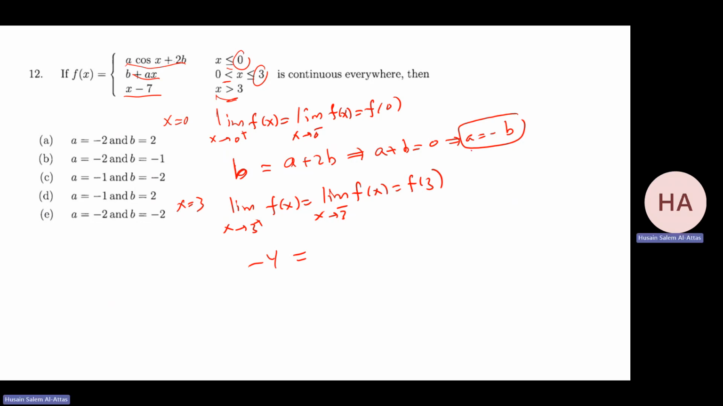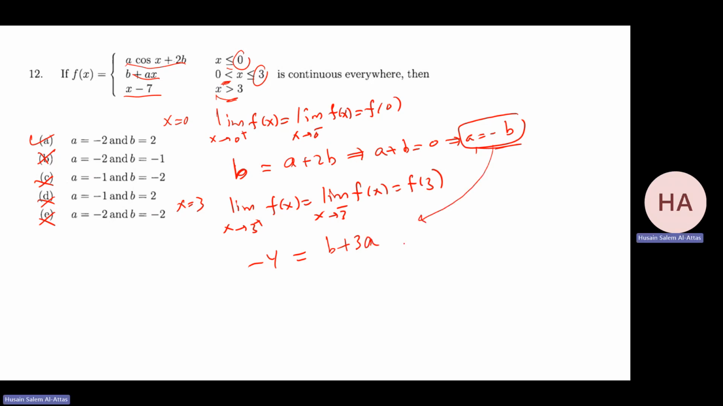Yeah. By the way, this one is satisfied only by this one. The rest are wrong. That will be 3 from left. I am here. Substitute. You have b plus 3x plus 3a. X is 3.